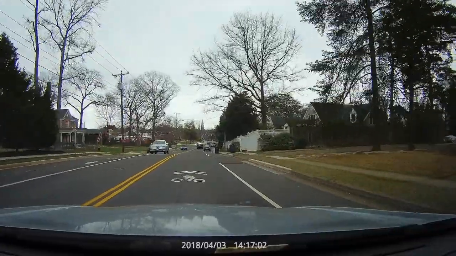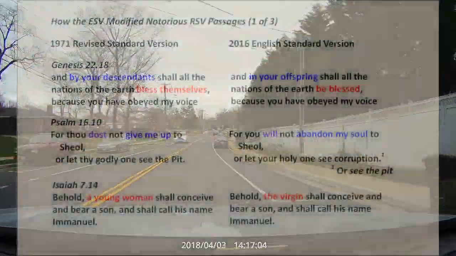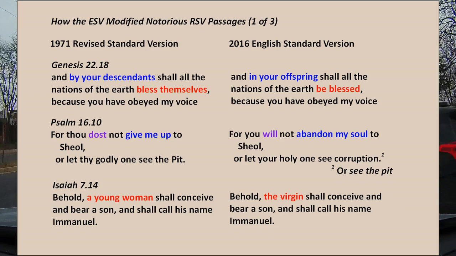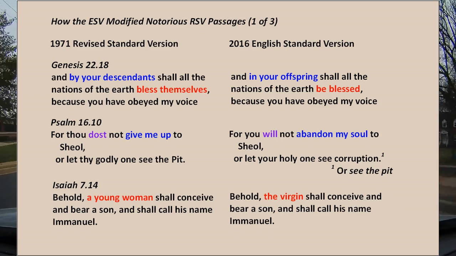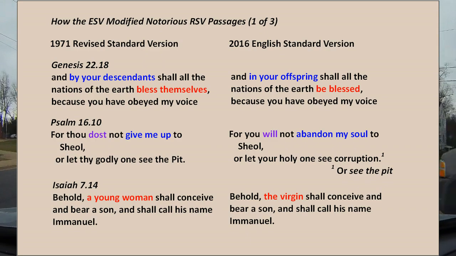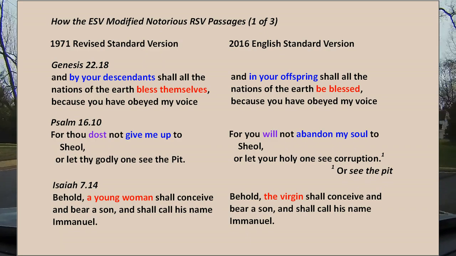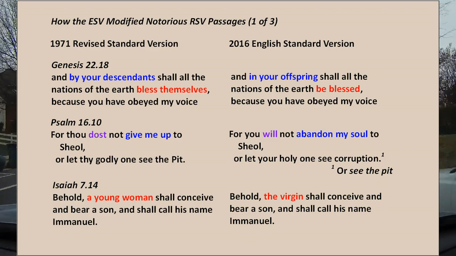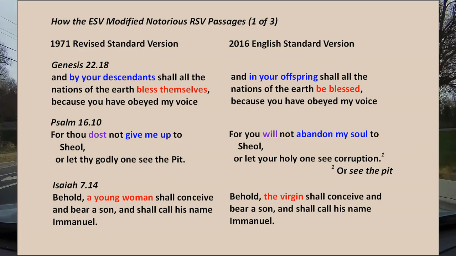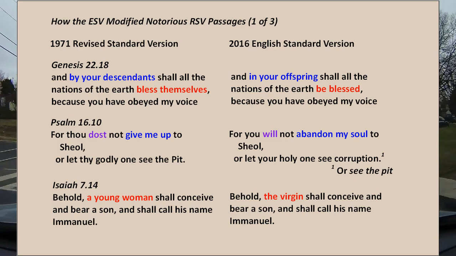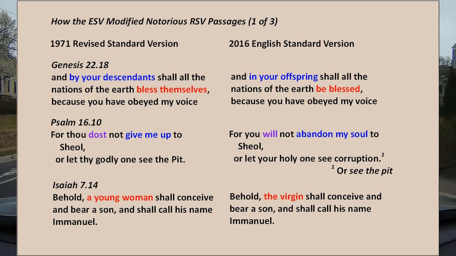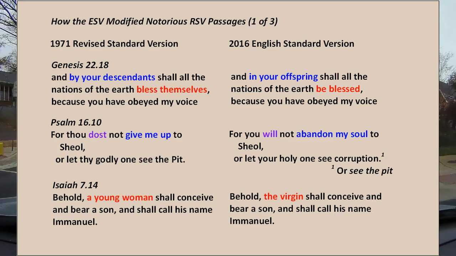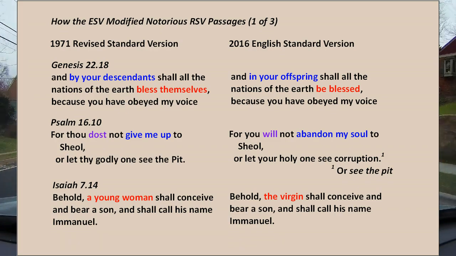We're here now at our first chart, and we'll look at some of the modifications to those notorious Revised Standard Version passages that raised everyone's ire. The first one you see there is Genesis 22:18, where the Revised Standard Version said, "By your descendants shall all the nations of the earth bless themselves." The English Standard Version now has made that less offensive and more in keeping with traditional understanding by replacing descendants with offspring. Descendants is clearly plural, while offspring could be singular or plural.